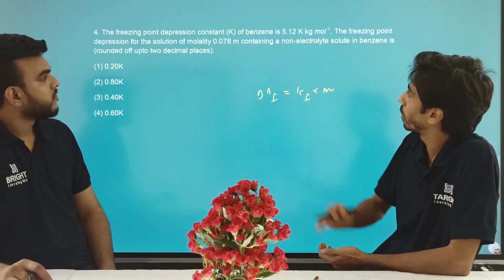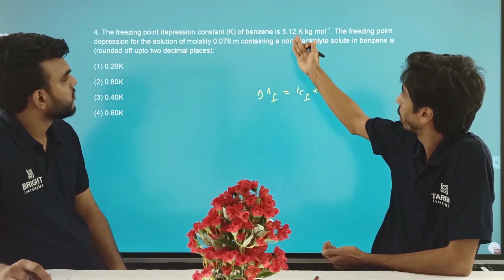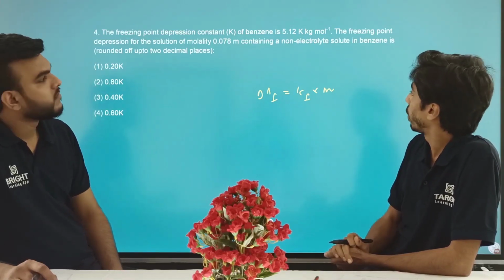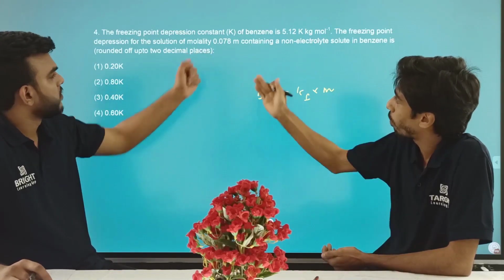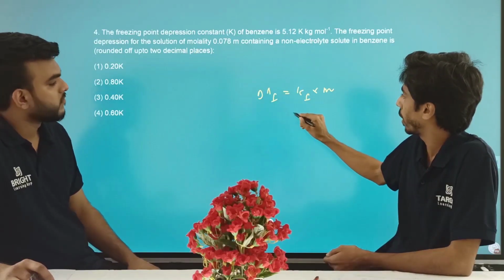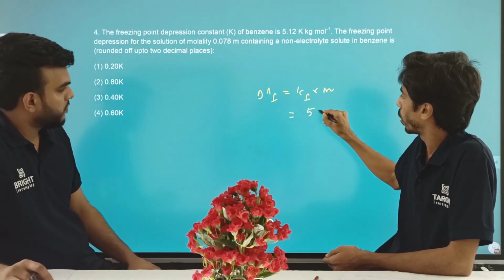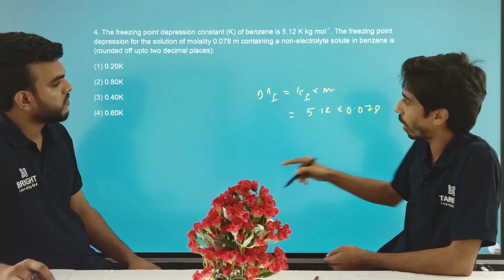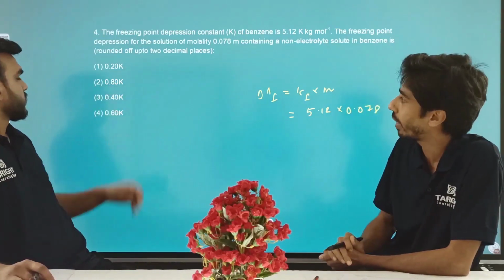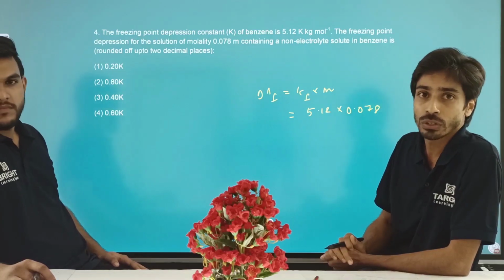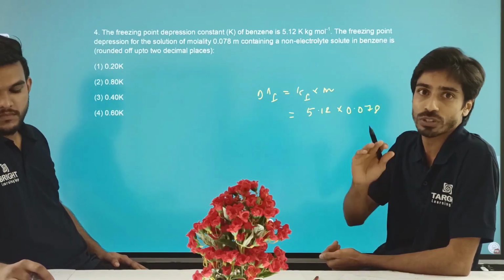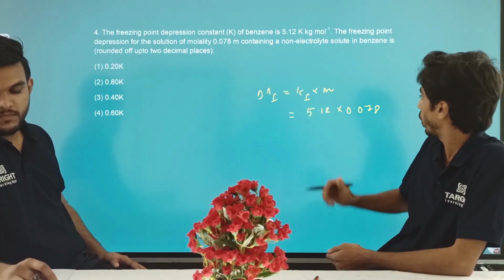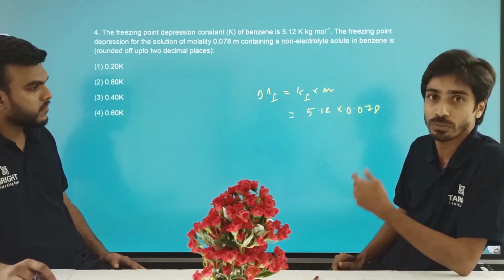You are provided with delta Tf, and our Kf value is 5.12 Kelvin kilogram per mole. For the molality, the value is around 0.078. So we can calculate 5.12 into 0.078. If you look at the answers, you have a wide range: 0.2, 0.8, 0.4 and 0.6. So no issues if you go for minor approximation, and you can approximate to 2 decimal places. So 0.078 you can approximate to 0.08.